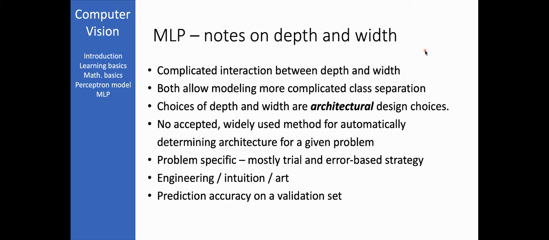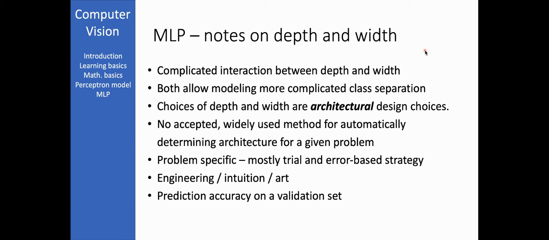Now, the interaction between the depth and the width is complicated. Both allow modeling more complicated class separations. The choices are basically architectural design choices. So there's no widely accepted method for automatically determining an architecture for a given problem. It's really problem specific, and most of the time it's based on trial and error strategies. So it's kind of an engineering intuition art. The most principled way of doing it is having two different data sets, one training set and one validation set, where I also have the labels of a different set of samples, and I try different architectures and simply compute the error on the validation set and choose the best one.